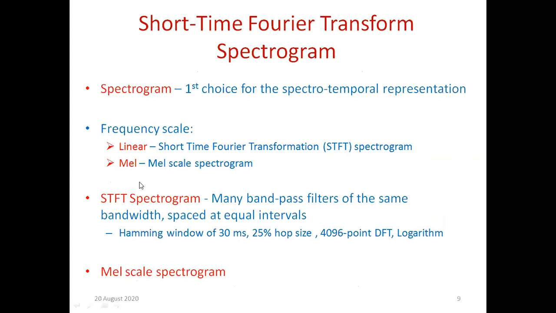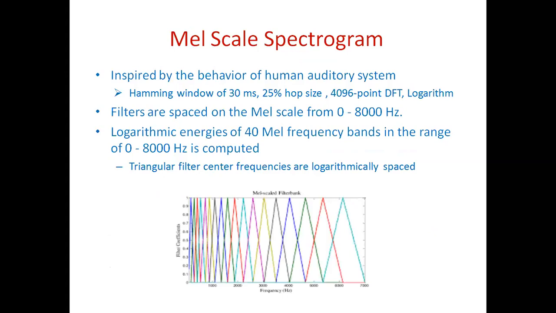The y-axis can be either a linear frequency scale or it can be a MEL scale. Those who are familiar with speech signal processing will know what this MEL scale spectrogram is. It is not a linear scale. The MEL scale spectrogram is based on human perception, because our human ears are more sensitive to low frequency sounds than high frequency sounds. So in this MEL scale, the filters near the low frequencies are very closely spaced, and the filters in the high frequency space are broader filters.